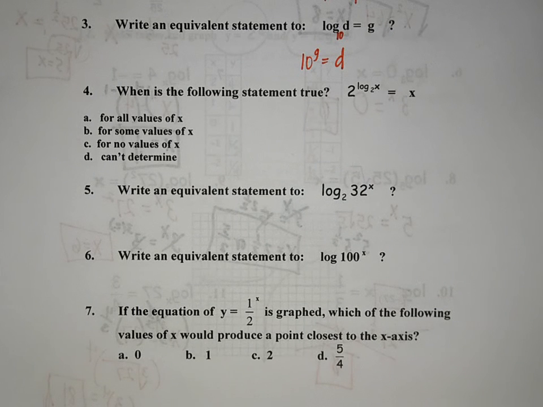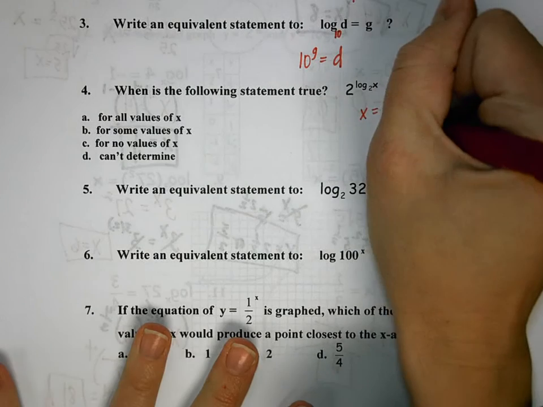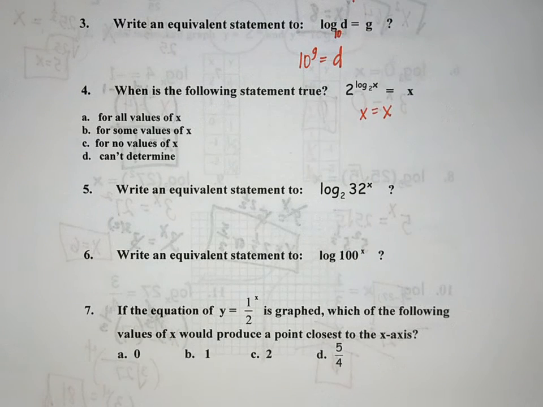Okay, number 4, I want you to think about this. Okay, it says, when is the following statement true? So first of all, what would be the answer for this problem? X, okay? X actually equals x. So do we think the answer is going to be for all values of x, for some values of x, for no values of x, or you can't determine? A. First one.